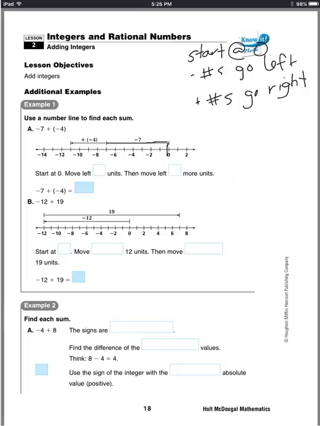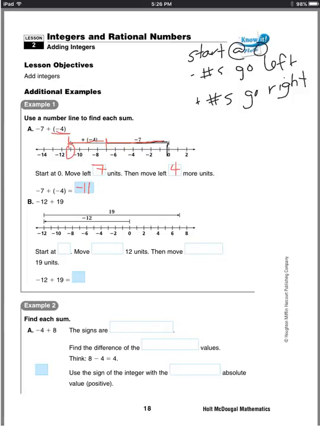I'm going to change my color so you can see my overlay on that. To -7. We stop there. Now we have a plus -4. That's actually a -4 because it's in parentheses there. Okay? So we're going to go left again 4. And we end on -11, right between -10 and -12. So we start at 0. We move left 7 units because it's negative. Then we move left 4 units because it's negative. And we ended at -11.